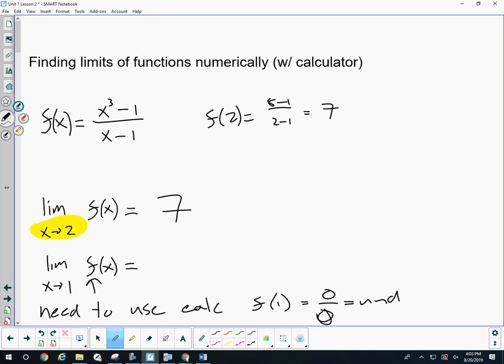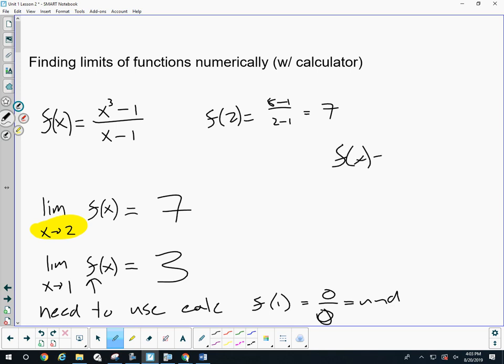Remind your neighbors, please. Tell your neighbors, what do you do to find this limit since you can't just plug in 1? What do you plug in? 0.9999. Right. What do you plug in, Mr. Montgomery? 0.99. Yes. You plug in values close to 1. You get values close to 3. Let's do another one really quickly.